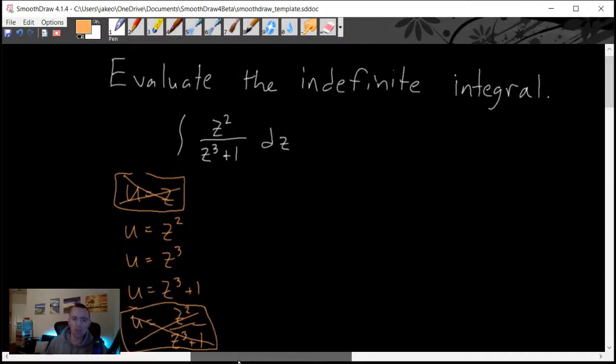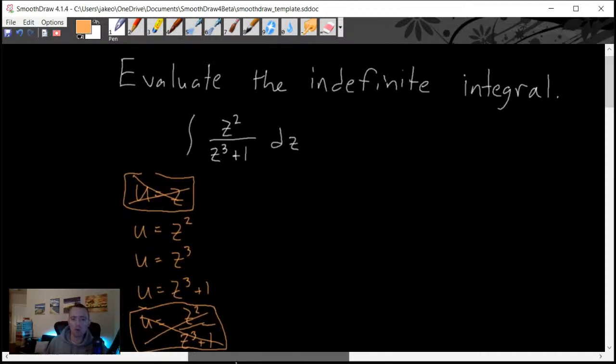Well, like I said, you want to think about which of these things has that thing's derivative also somewhere else in your function. So the next kind of obvious thing to think about is, what is the derivative of each of these three things? So first of all, the derivative of z squared we could find using the power rule would just be 2z. The derivative of z cubed would be 3z squared.